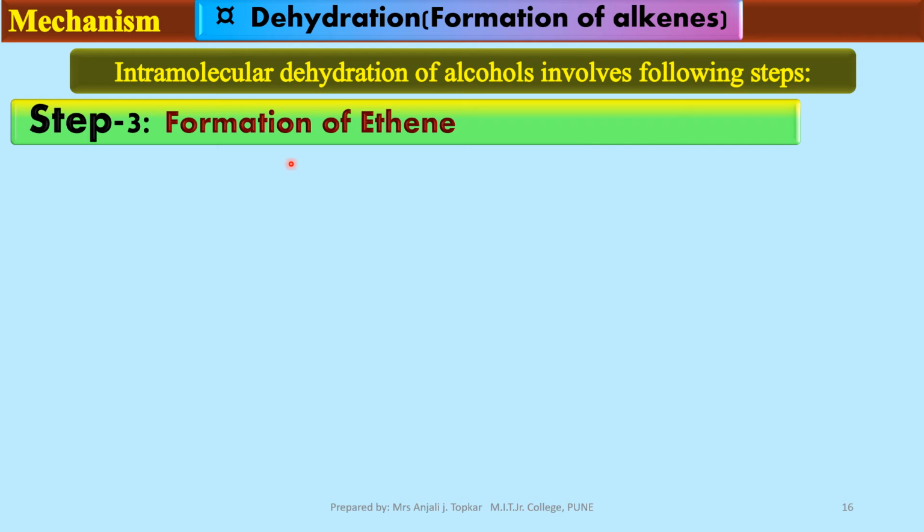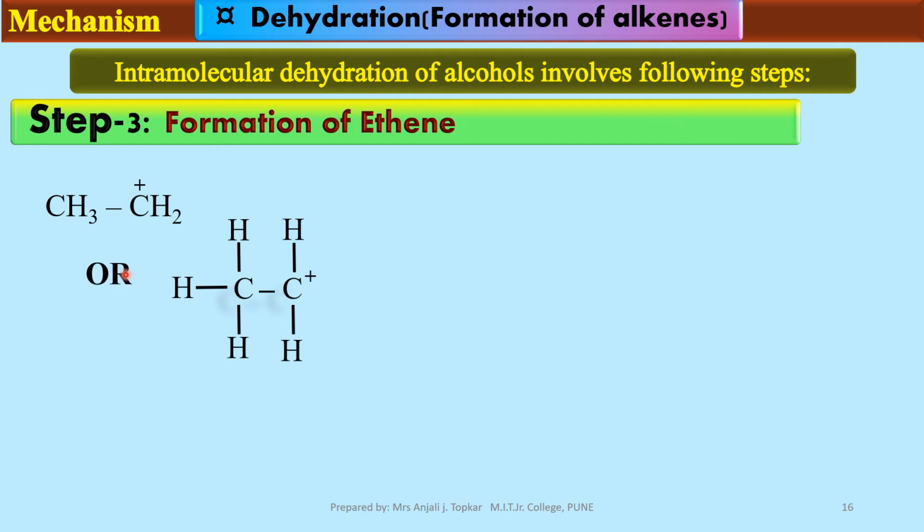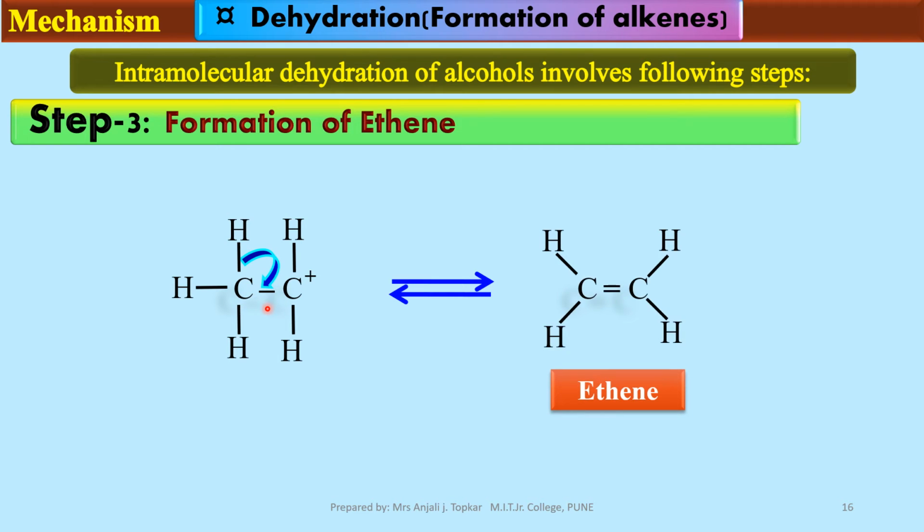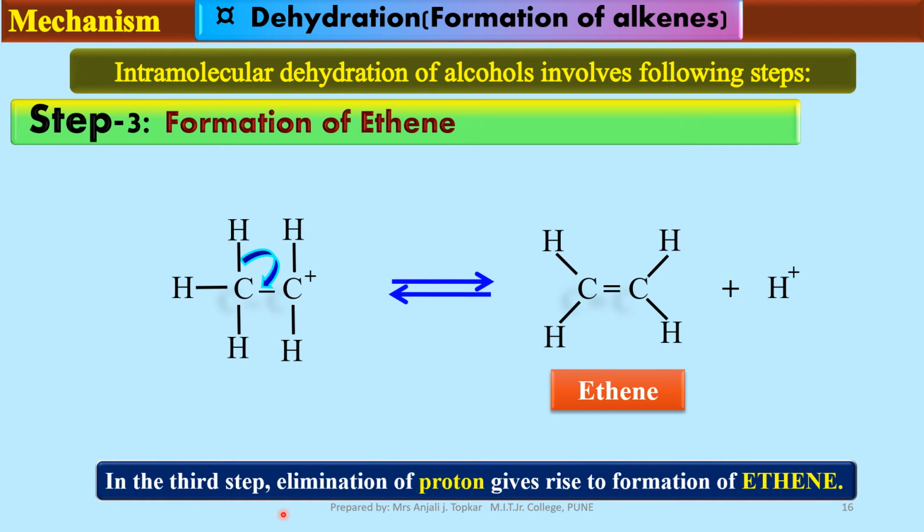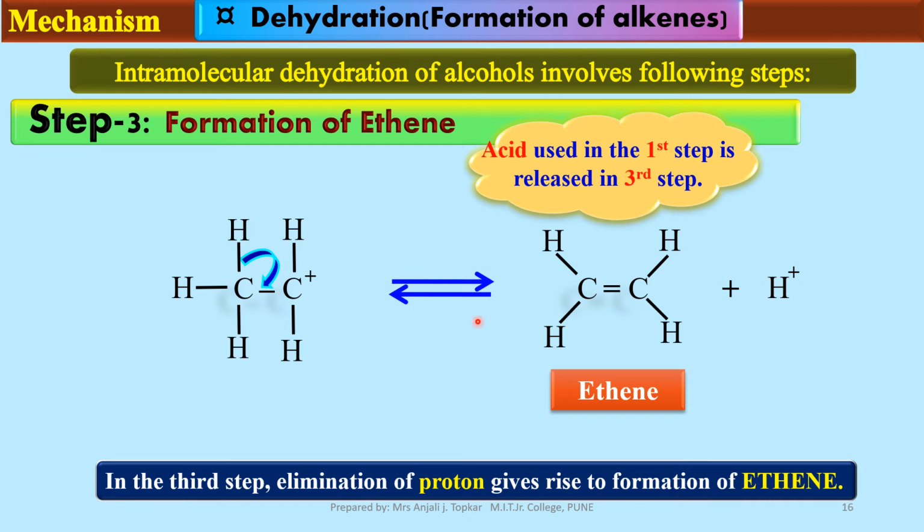In step 3, formation of alkene takes place. The carbocation obtained, that is CH3, CH2 where the carbon atom is positively charged, can be written in this way also. This carbon-hydrogen bond gets broken and the electrons move in between the two carbon atoms to form the double bond, resulting in the formation of an alkene. H positive is removed. In the third step, elimination of a proton gives rise to the formation of ethene. The acid used in the first step is released in the third step.